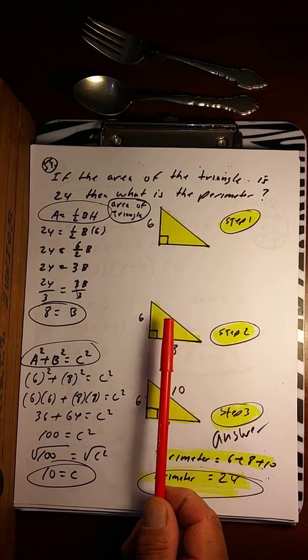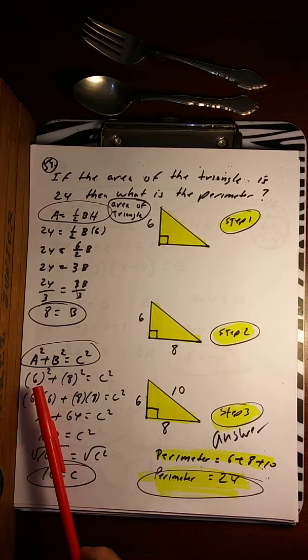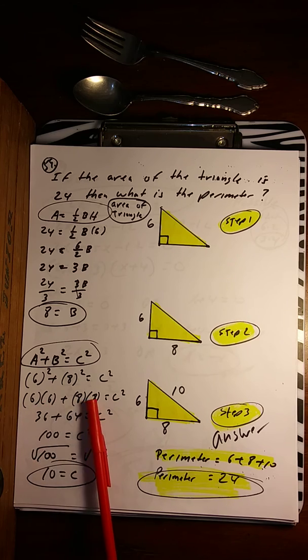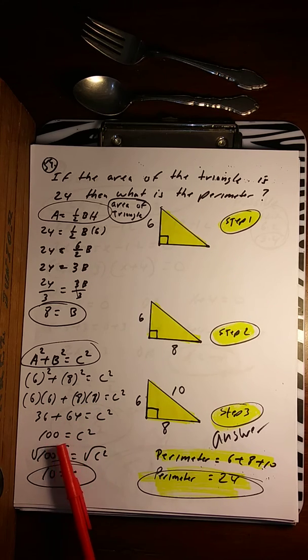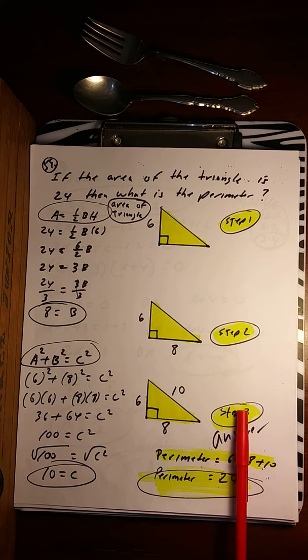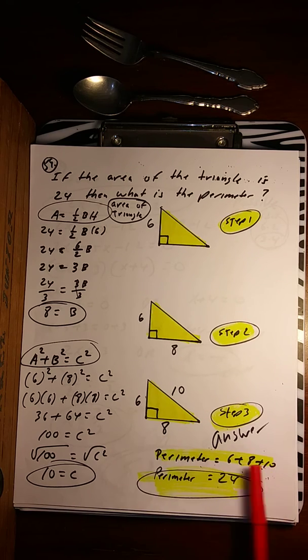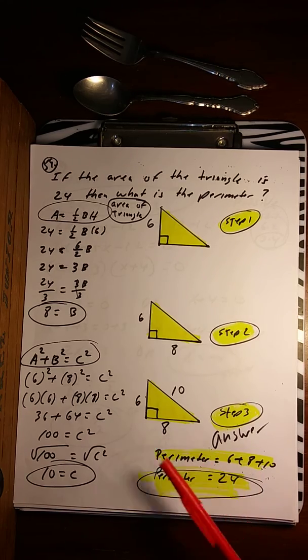Now, we need to find this side. So we know the Pythagorean theorem, a squared plus b squared equals c squared, 6 squared, 8 squared, 6 times 6, 8 times 8, 36 plus 64 is 100, take the square root, so 10. This is 6, this is 8, and now this is 10. So now the perimeter is what? Add all the sides. So 6 plus 8 plus 10 is going to be 24. Perimeter.